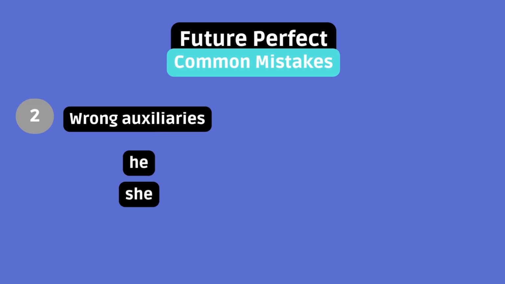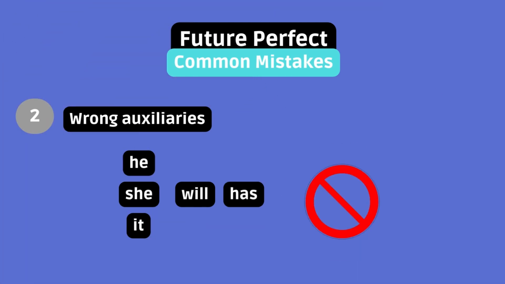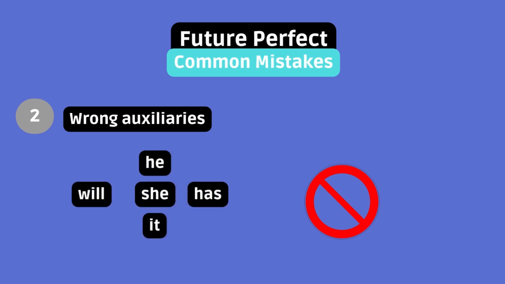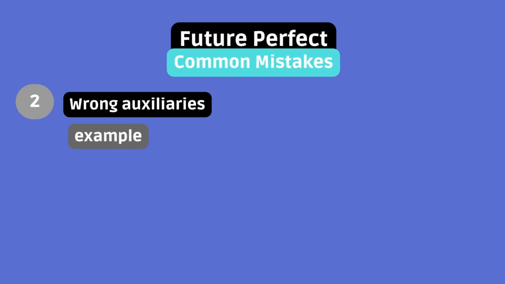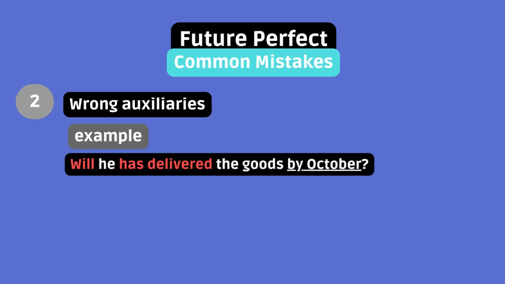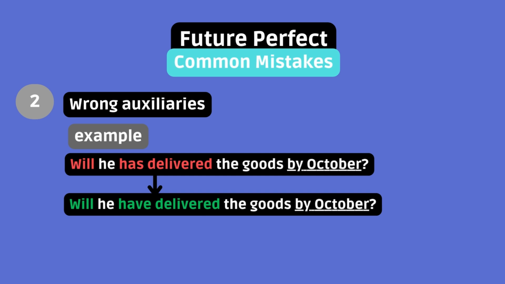He, she, it, will, has is never correct. It can be very tempting, especially when forming a question. Will he, she, it, has? But you have to remember that modal verbs, such as will, are only followed by a base form verb. So has won't work, even in a question form. Example: will he has delivered the goods by October? Should be, will he have delivered the goods by October?